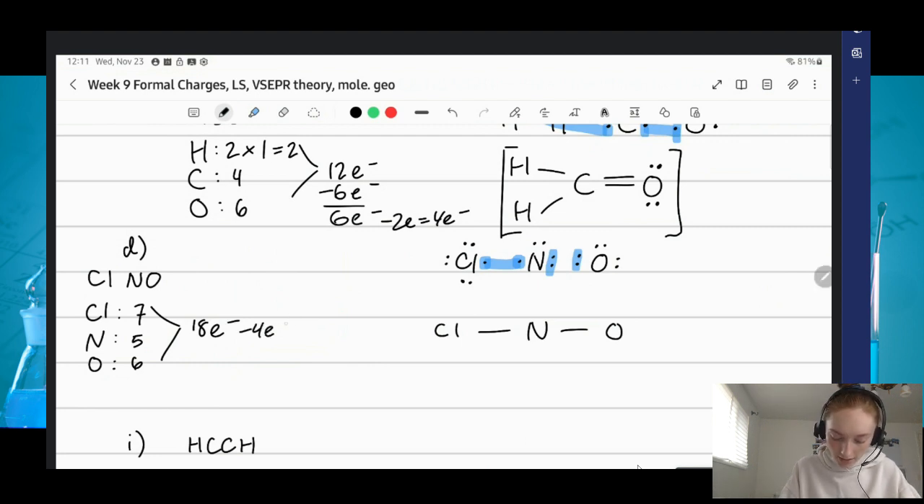So that will have a total of 14 electrons. Actually, let's put it down here. So we have 14 electrons that we're working with here. Since nitrogen only has 4 that it's sharing, it would need 4 right here. And oxygen and chlorine each need 6. So let's do that here.